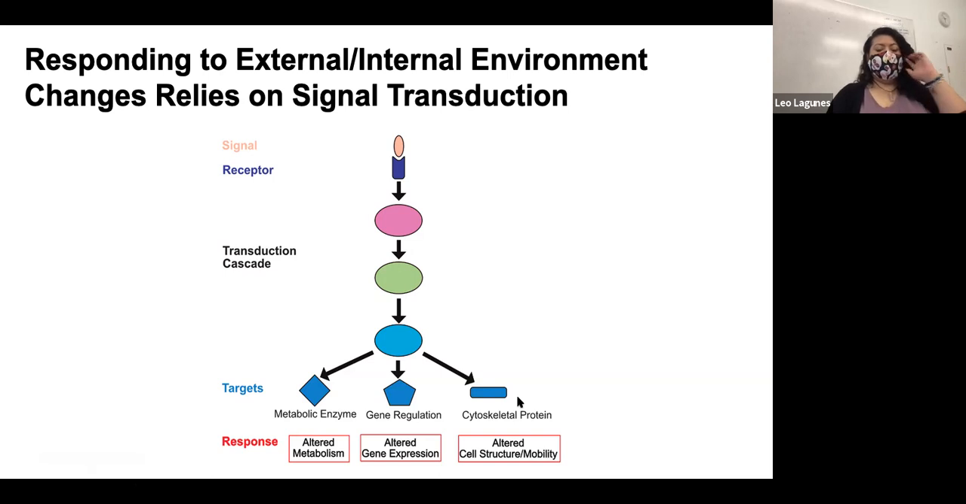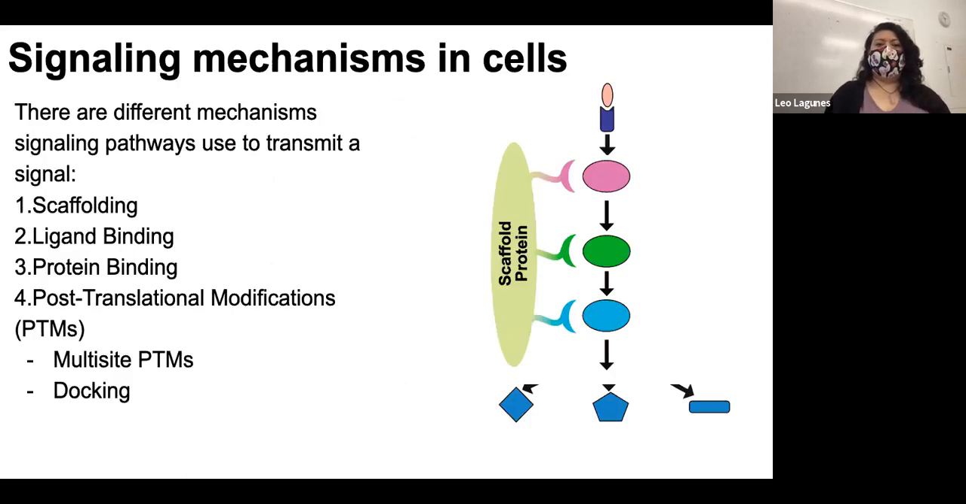And then once the appropriate target is reached, there's some kind of response, whether it be altered metabolism, a different gene expression profile, or even cell structure, mobility, cell division or cell death. These can all be, in theory, regulated by a signal transduction.